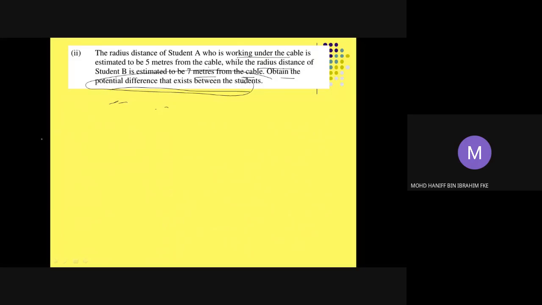In order for us to find the potential difference, we can use the equation V equals negative integration of E dot dl. If I can resketch the problem just now, that is your cable. The A is here, which has a distance of 5 meters from the cable. The B is here, which has a distance of 7 meters from the cable. The question is to find VAB, which is the potential difference between student A and student B.